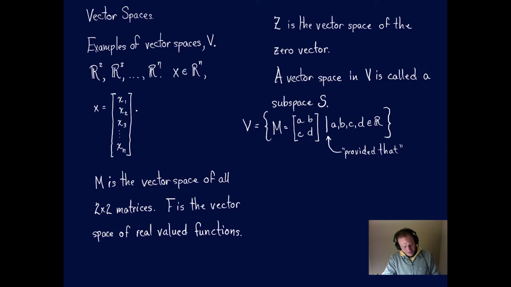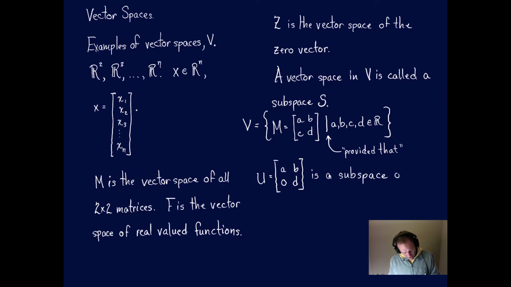Now let's look at a subspace of that. So U is the subspace of M in that U is the upper triangular matrices. So it's like A, B, D, and C now is permanently 0. Well, the set of upper triangular matrices is a subspace of V, where V is the set of all 2 by 2 matrices. Call it S.